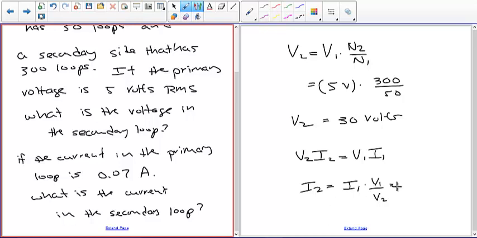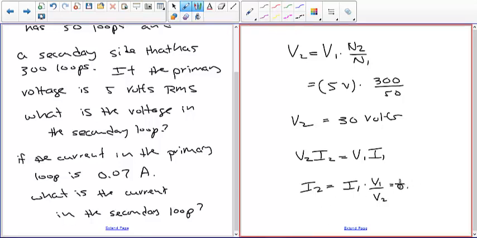Okay, so all you do is you take 0.07 amps. Voltage in the primary loop is 5 volts. The voltage in the secondary loop is 30 volts. So you take 0.07 and basically divide by 6. And you get I2 is 0.012 amps. So you can see the voltage goes up, but the amps go down.